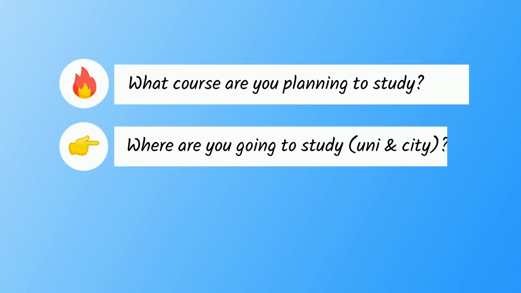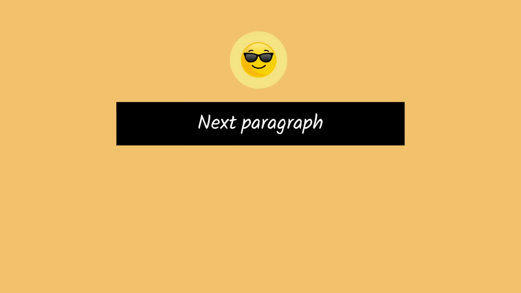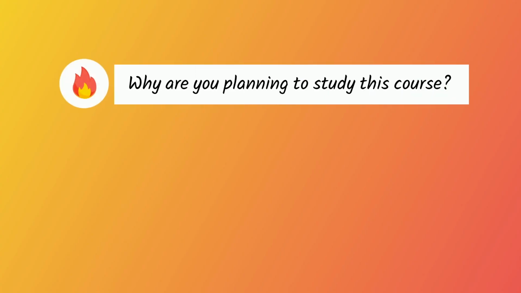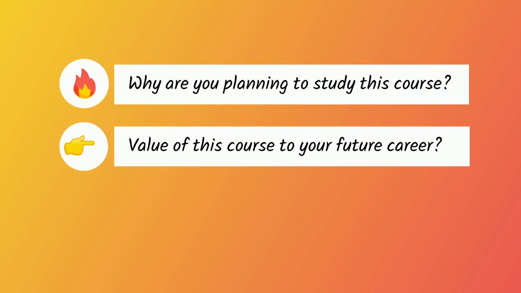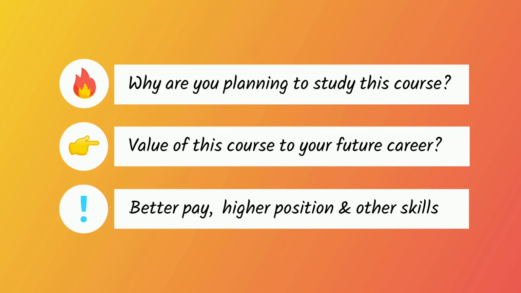In the second paragraph, I will include what course I am planning to study and where I'm going to study, including the name of the university and the city. And I will also give an explanation of how this course relates to my previous study. Now in the third paragraph, I would write down why I am planning to study this specific course, what sort of value this course brings to my career and future. I can certainly give examples like if I complete this course, it could lead me to a better pay rate or higher position, or it certainly can improve my skills to get a job in my home country.